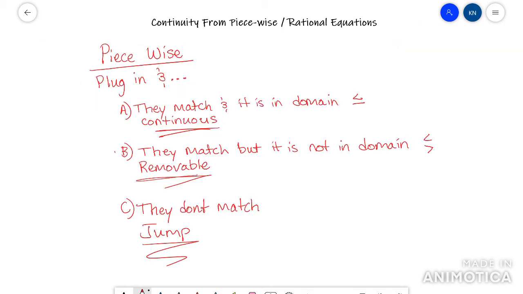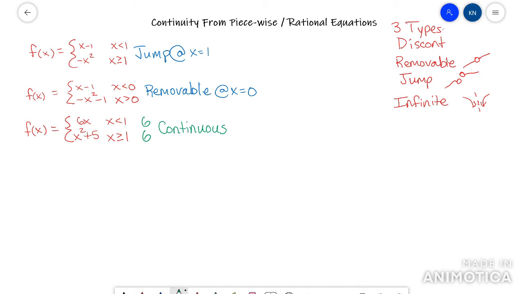All right, before I move on from piecewise, I just want to clarify because it can get really tricky. When you plug in both of those numbers, if they match, they have to match, and it has to be in the domain, so it's covered by an "or equal" sign, it is continuous. If they match, but it's not in the domain, so neither one of these things has an "or equal" sign, then it's removable. And if they don't match at all, it's a jump. When they don't match at all, you really don't even care if it's in the domain or not. It's automatically a jump. Now let's look at some rational.